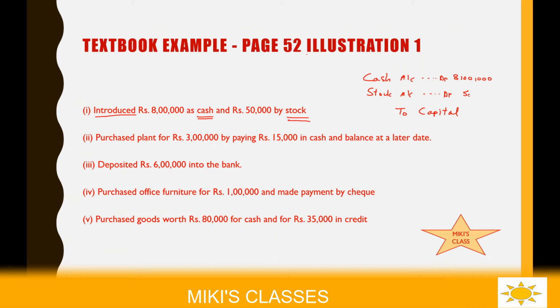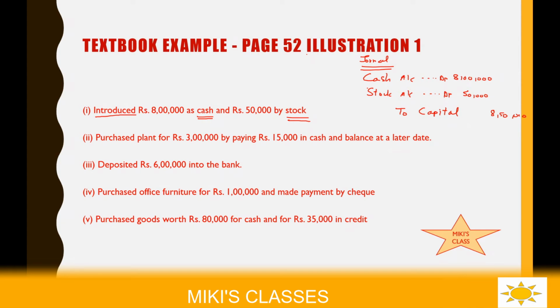This will be 50,000. And so this will be the combination of both of these. So 8 lakhs, 50,000. This will be the journal entry for the transaction.